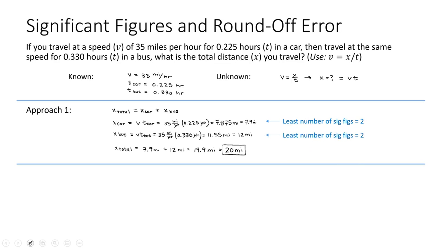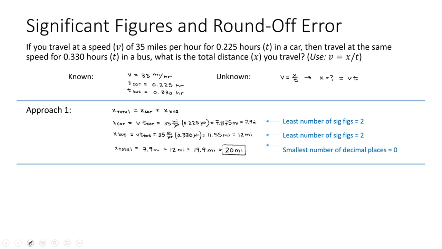Okay, now I get my total distance traveled by just adding together the distance traveled in the car and the distance traveled in the bus. That gives me 19.9 miles, but now I need to remember my rules for sig figs when I add things, and I need to use the lowest number of decimal places. So here my 12 miles has 0 decimal places, so really I should round this answer to 0 decimal places. That gives me 20 miles. Okay, so that's my final answer for approach 1.